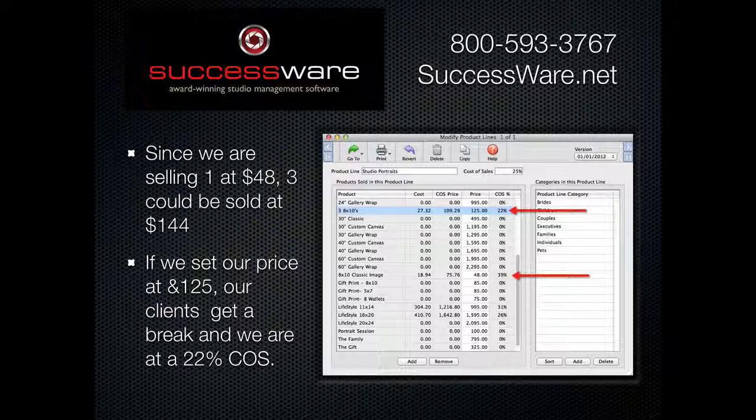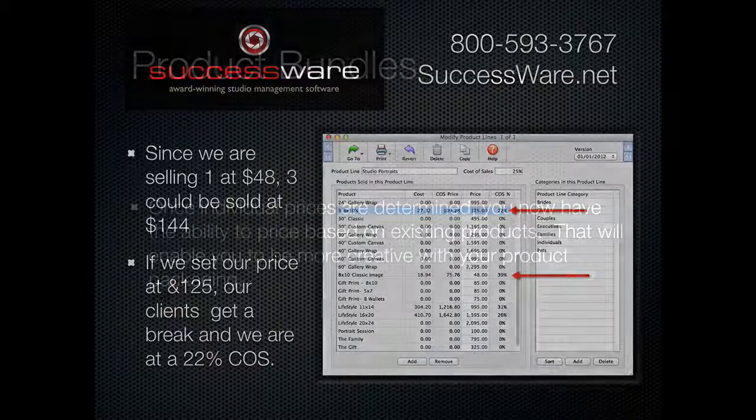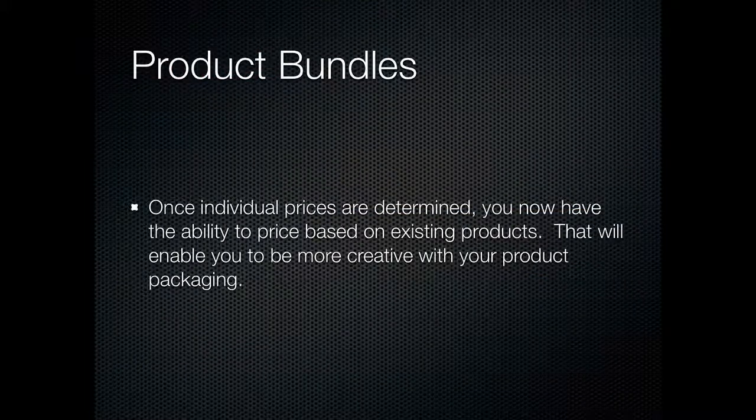So you have flexibility in your pricing because you understand what those numbers are. And that's extraordinarily important so that you can be more profitable, more creative in the makeup of your products. So product bundles will help you to be more creative in your product pricing. It's going to give you the ability to take existing products and make them into new products so that you are more profitable in what you're trying to sell your clients.